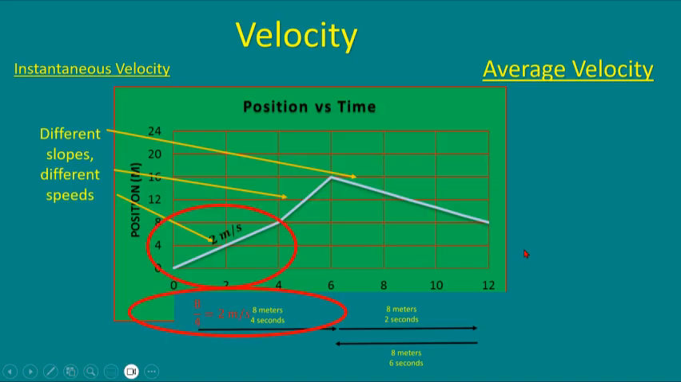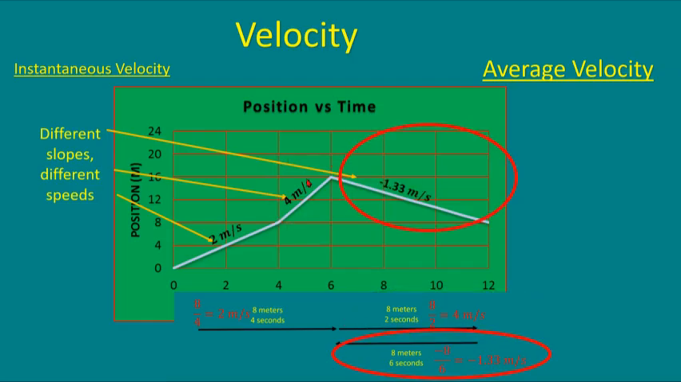Each of those slopes can be found by doing rise over run mathematically, which is really just how far did the position change divided by the time, which is actually the equation for velocity. So 8 meters divided by 4 seconds is 2, and this line has a slope of 2. Then the next motion is 8 meters in 2 seconds, which is 8 divided by 2. And so that line has a slope of 4.